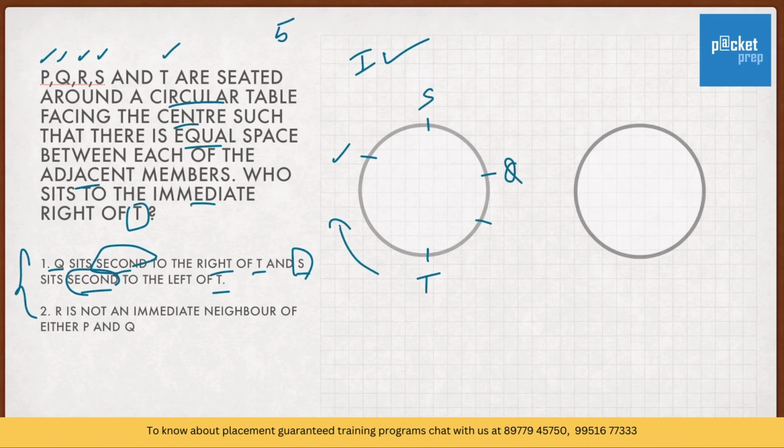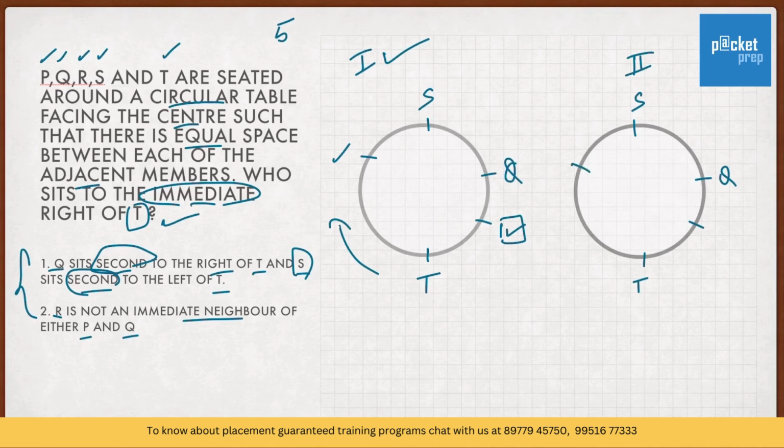But in the question, who sits to the immediate right of T? He's asking who is sitting in this place. But according to statement 1, we cannot figure out who is sitting to the immediate right of T. Now then, let's find out information in statement 2. R is not an immediate neighbor of either P and Q. Let's assume T is sitting here. We don't know who is sitting immediate right to T. Q is here. S is here.